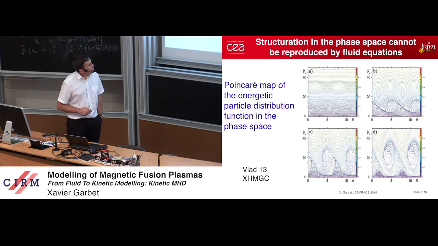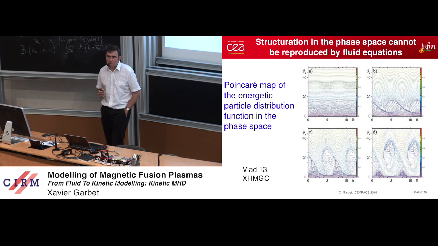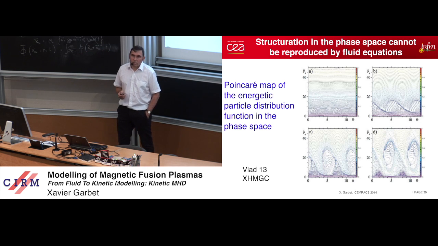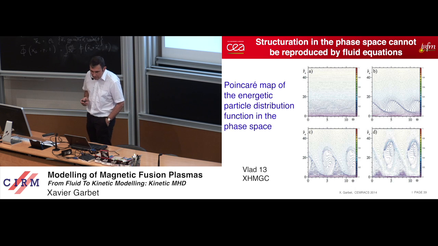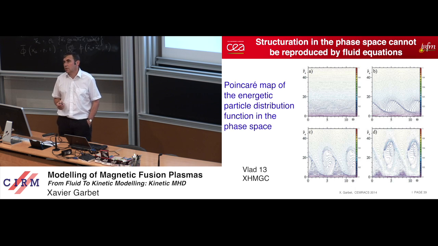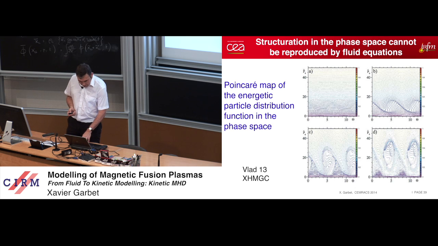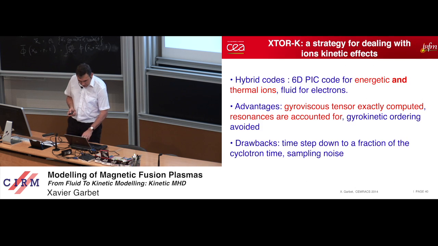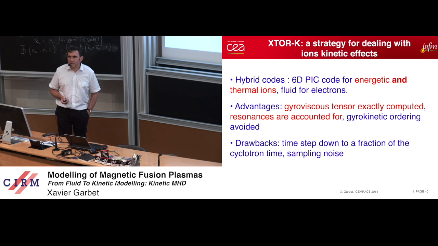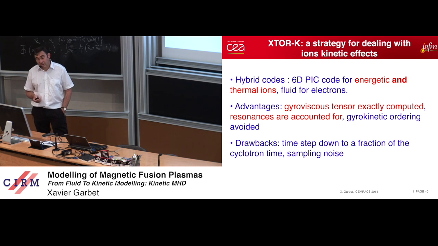And of course, these structures make the distribution function very far from a Maxwellian, right? And that's why, of course, you cannot model that with moment equations. And that's the reason that, at least for this kind of instability, you have to use a hybrid code.